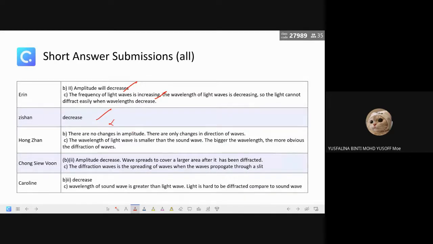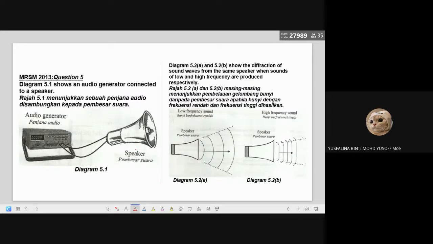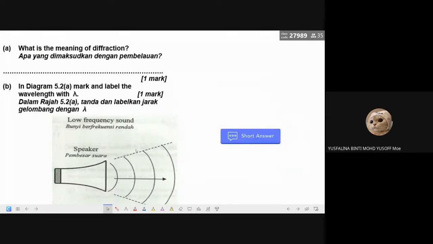There's another one: there is no change in amplitude. There is of course a change in amplitude. Every wave that passes through the gap or the barrier, there must be an amplitude change. Okay, wait for a while. I need some time to. Alright. Okay, sorry.